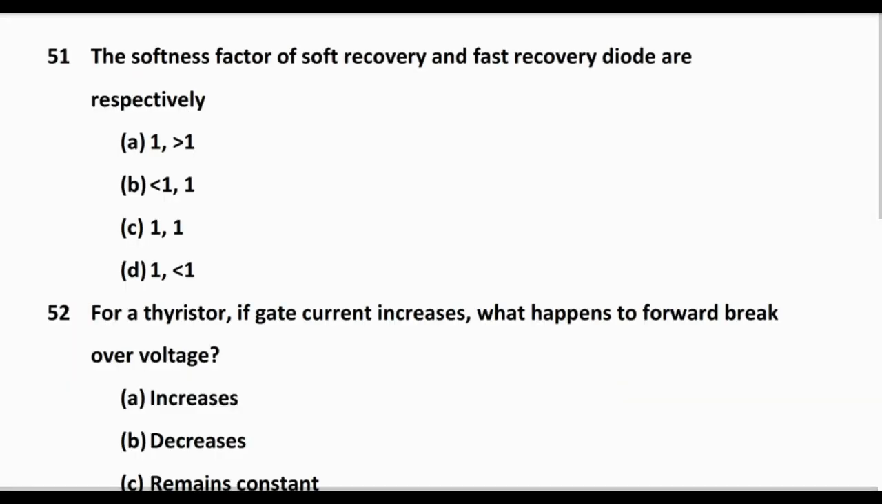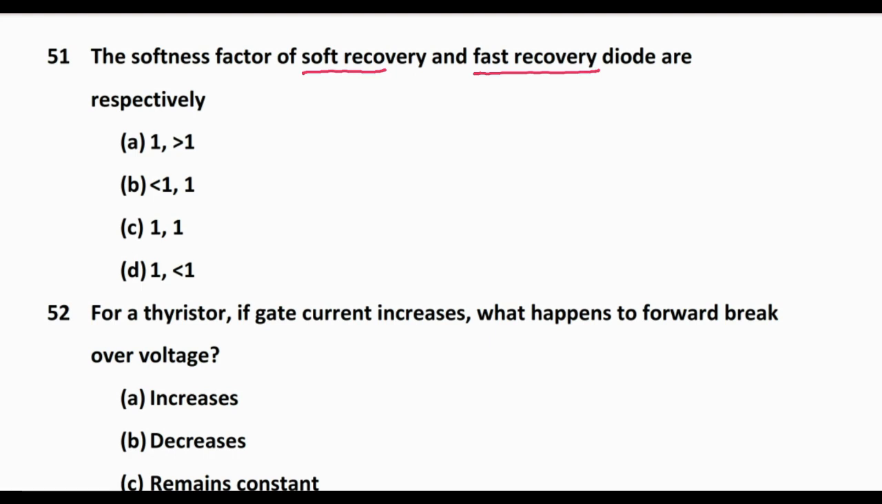Question number 51. The softness factor of soft recovery and fast recovery diode are respectively: option A, 1, greater than 1; option B, smaller than 1, 1; option C, 1, 1; and option D, 1, smaller than 1. So here the softness factor of soft recovery and fast recovery diode is asked. So what is first the softness factor?